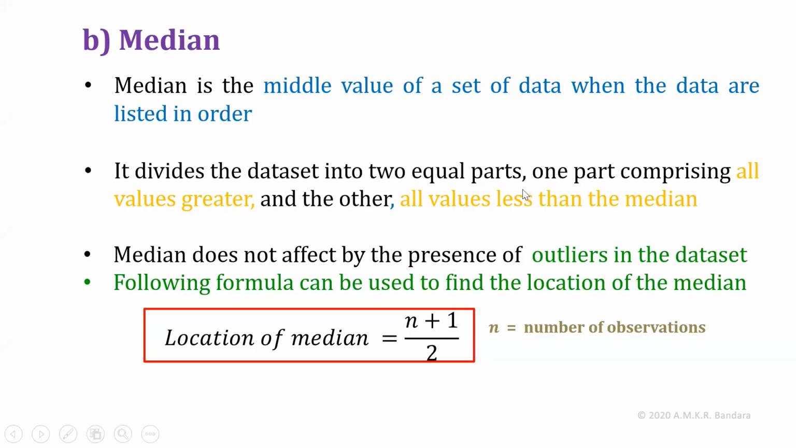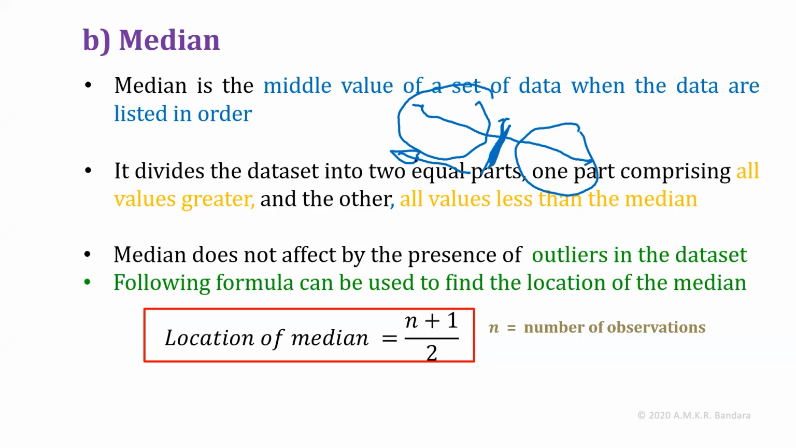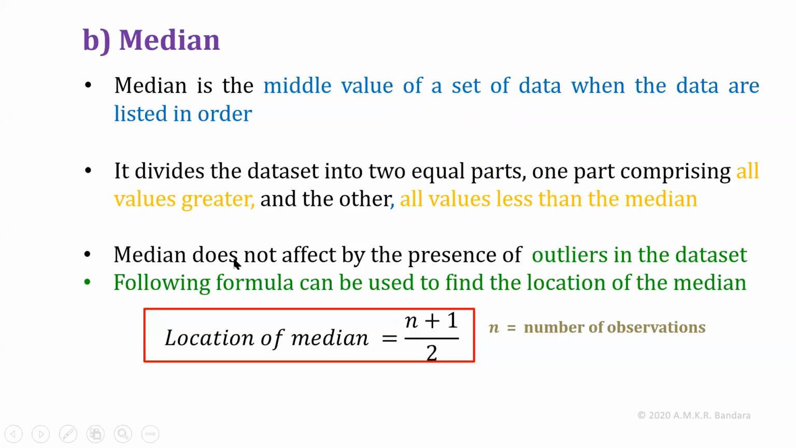If we have a data set, the median divides it into two equal parts. This is the median, where half of the data will be less than the median and half of the data will be greater than the median. Like the arithmetic mean, the median is not affected by outliers or extreme observations.